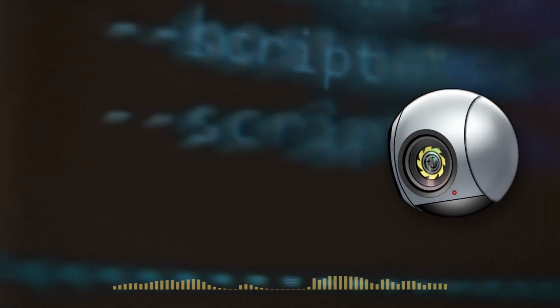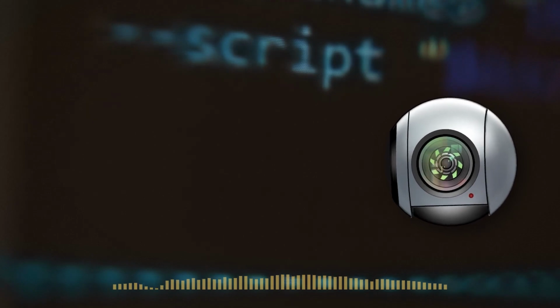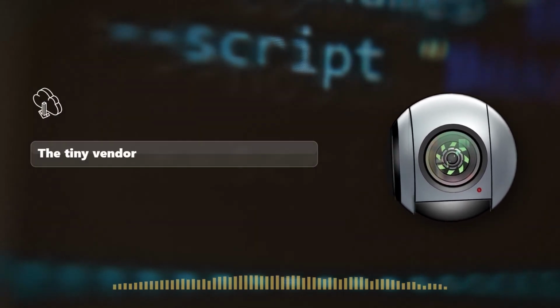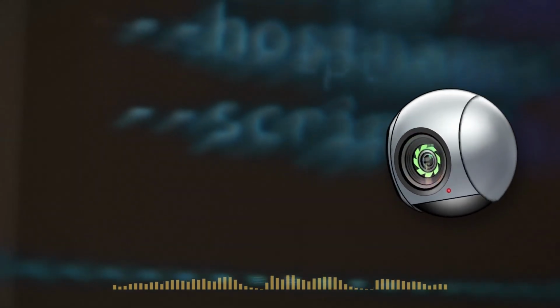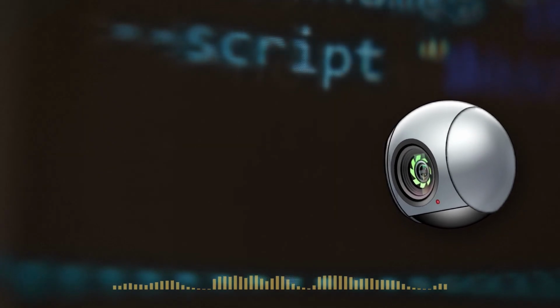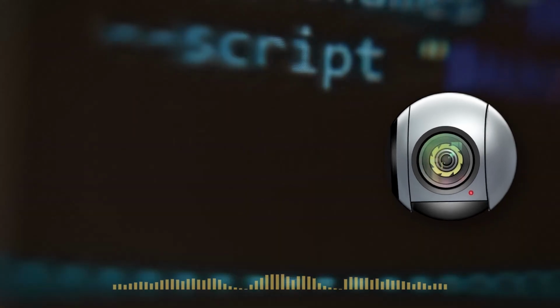Suppliers, your cloud provider, your sub-processors, the tiny vendor who holds a surprising amount of your data because someone signed up with a credit card in 2022. Who talks to them? Who do they talk to? And then there's the big one. Incident communication. Stay with me, because this is the actual point of the clause.